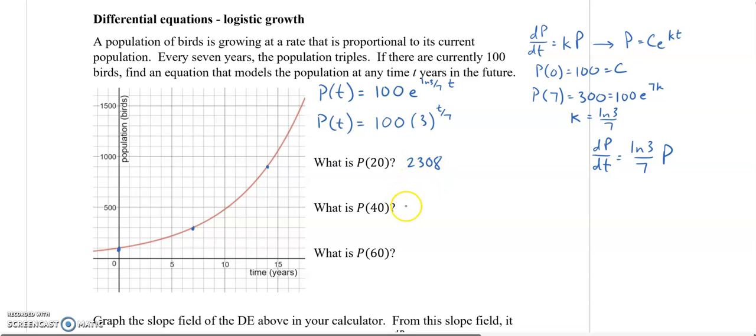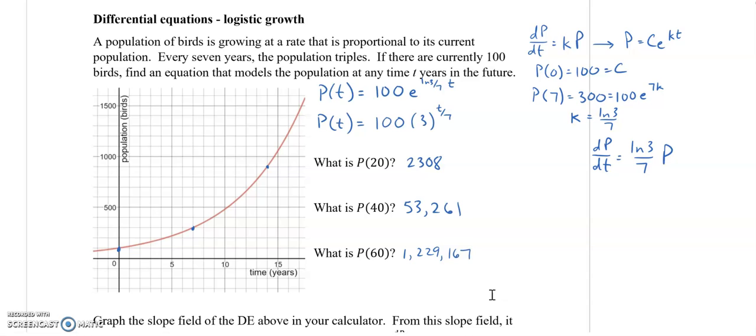2,308 birds. If we try at t equals 40 years from now, we get 53,261 birds. And then 60 years from now, we get 1,229,167 birds. This population is growing quickly. Some may say it's growing exponentially. And that means, of course, that we have an exponential function that's modeling it. We're multiplying by 3 every 7 years, so that just means it grows really quick. The more we have, the faster we're growing.